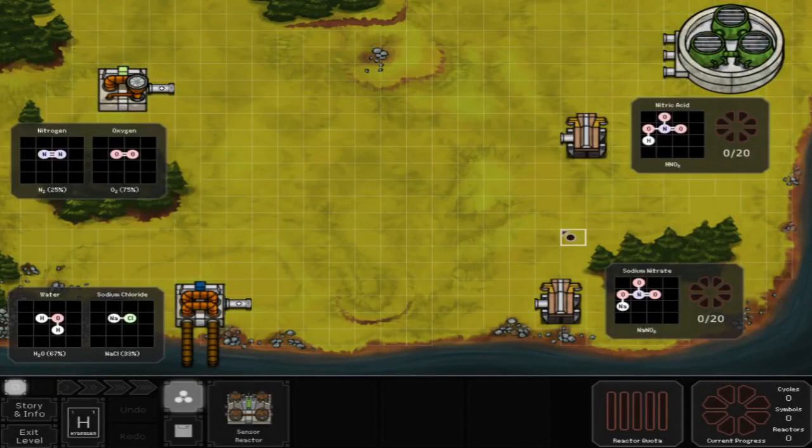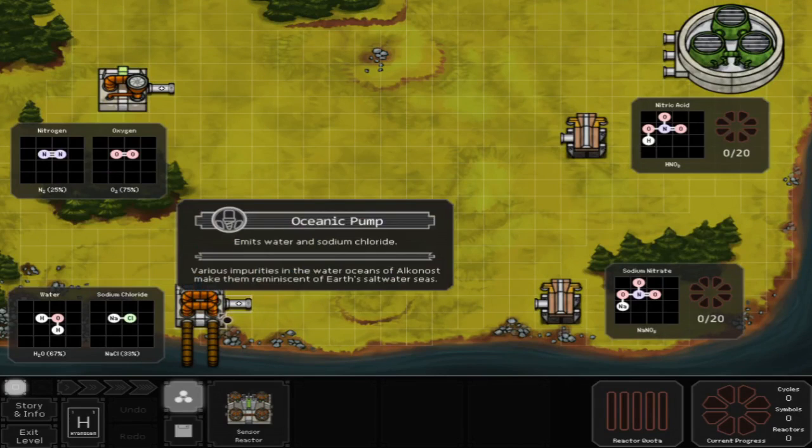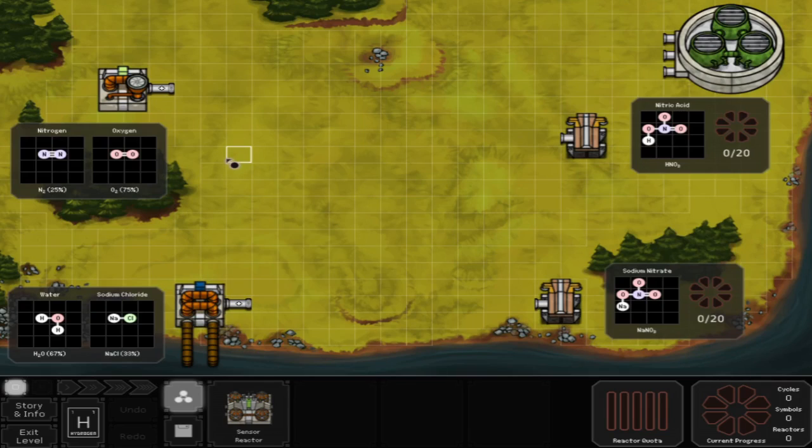Okay, this one's going to be a bit complicated. You've got another pump with the same 3-to-1 mix of oxygen and nitrogen, but we've also got an oceanic pump that is sucking up salt water, and we're getting 2 water molecules for every 1 salt molecule.